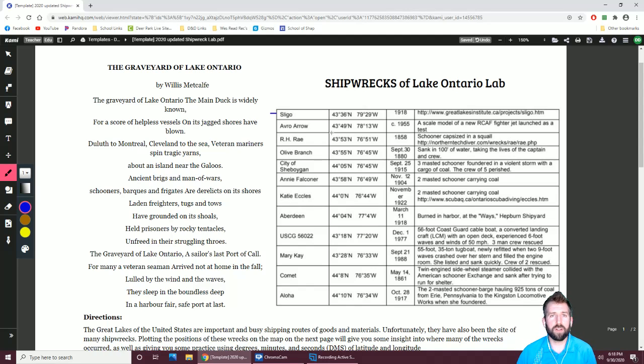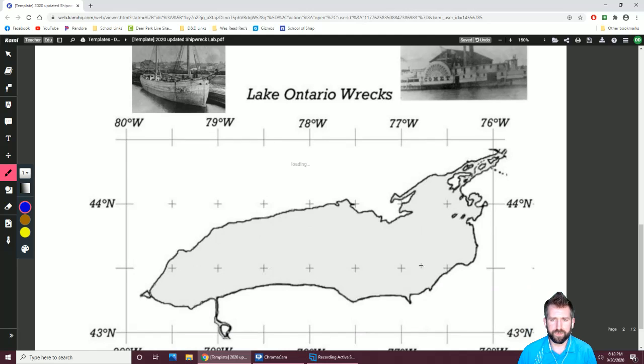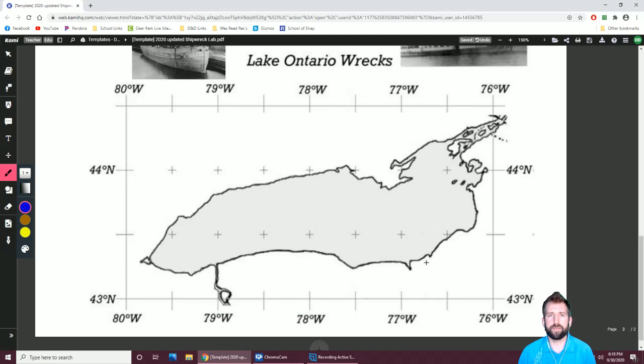The location of Sligo is at, remember this is your latitude, and then this is going to be your longitude. So it's at 43 degrees and 36 minutes north, 79 degrees 29 minutes west. Latitude, longitude. So we need to go to the bottom here and we need to plot it.